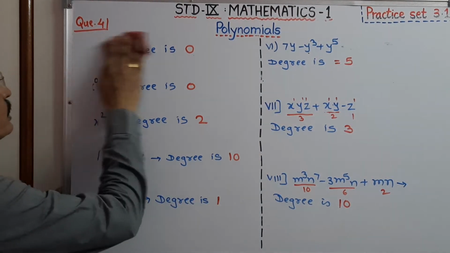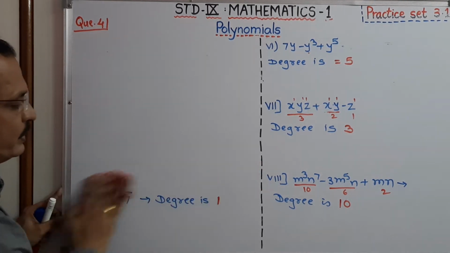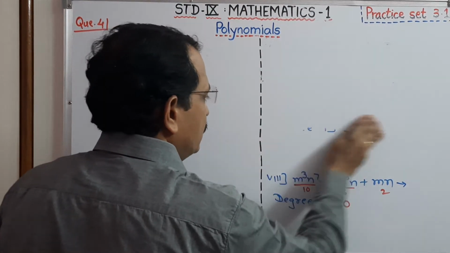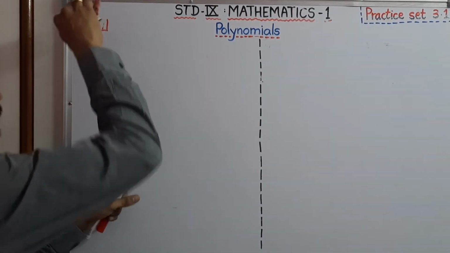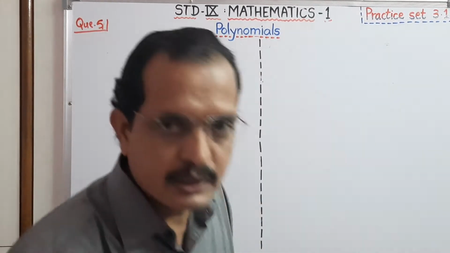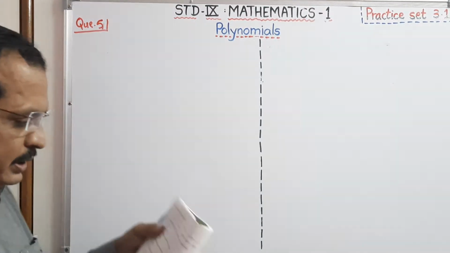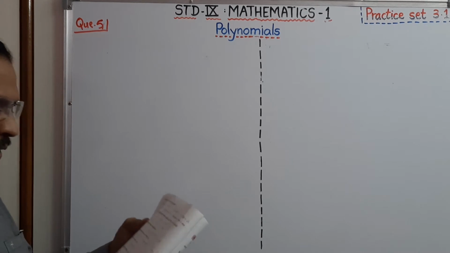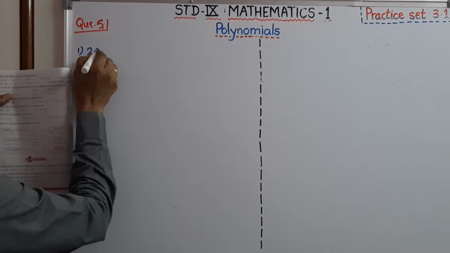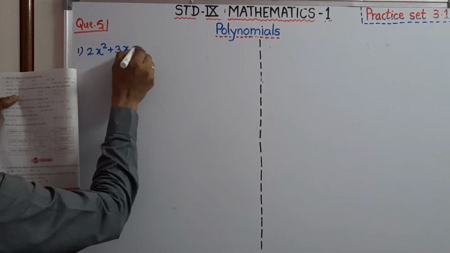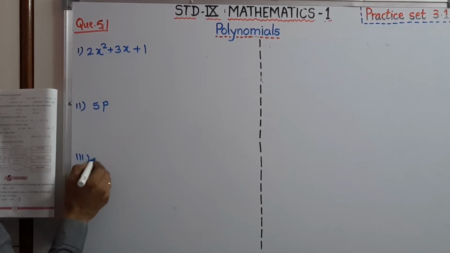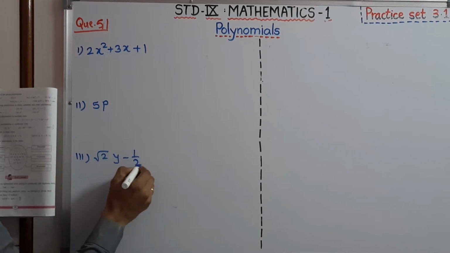See here, we have to start with question number 5. Dear student, write down all this in your notebook. Now see question number 5. All are very easy because I have already cleared the basic concept. Now see here. Classify the following polynomials as linear, quadratic and cubic. First, 2x square plus 3x plus 1. Second one, 5p. Third one, it is root 2y minus 1 upon 2.